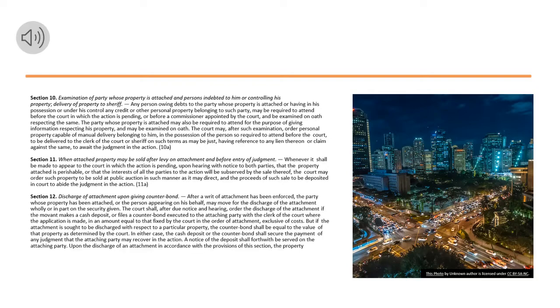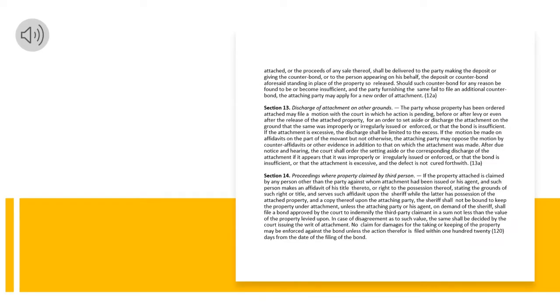Upon the discharge of an attachment in accordance with the provisions of this section, the property attached, or the proceeds of any sale thereof, shall be delivered to the party making the deposit or giving the counterbond, or to the person appearing on his behalf, the deposit or counterbond aforesaid standing in place of the property so released. Should such counterbond for any reason be found to be or become insufficient, and the party furnishing the same fail to file an additional counterbond, the attaching party may apply for a new order of attachment.